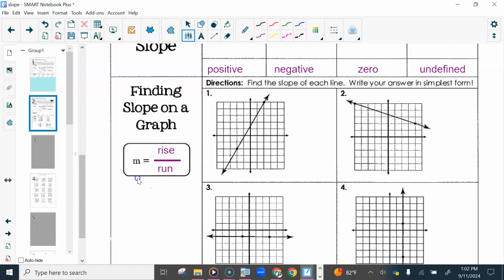So I write rise over run over here. The main thing to remember when we're doing slope is we always do rise first. Think of when you get out of bed, you usually sit up, you rise before you get out of bed. Unless you roll out of bed, then that's another story.